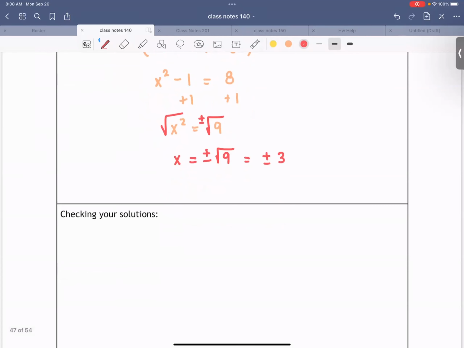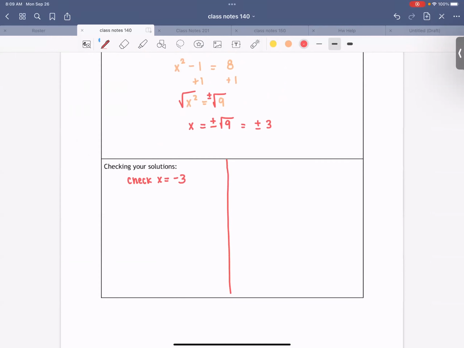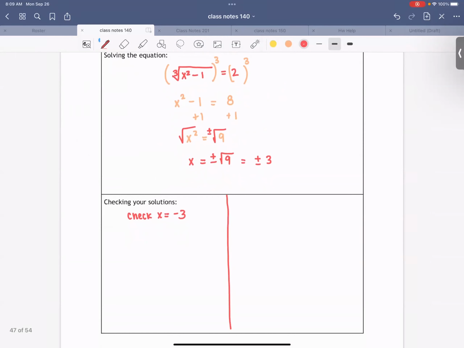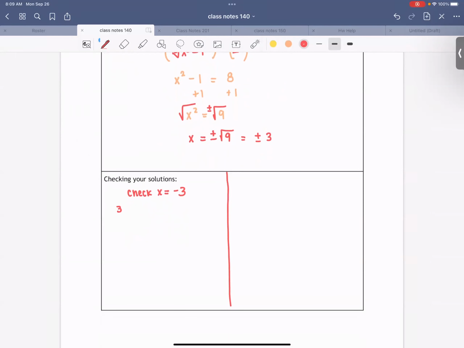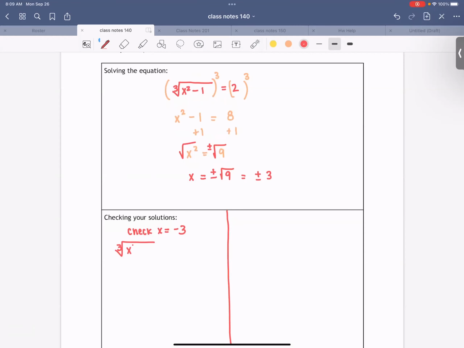Okay, so why don't we just check our answers, plug back into the equation like we normally do. I'm going to check -3 and +3 separately. Okay, so let's check x equals -3 first. When we check our answers, we just plug it in and see if it works, right? So I'm really bad at making mistakes, so I'm going to recopy the equation under here just so I don't mess up.